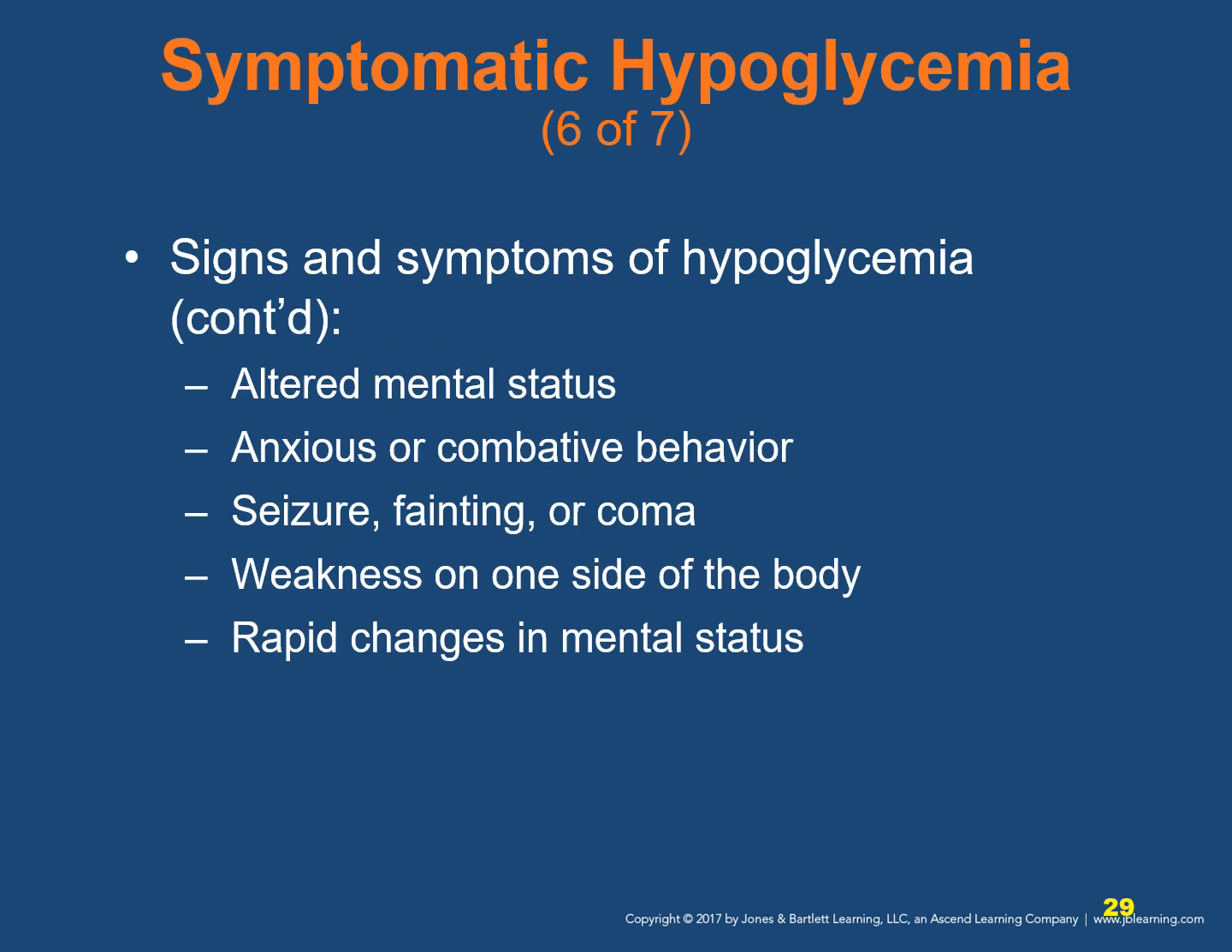Continuing with symptomatic hypoglycemia, you can also have an altered mental state, which is aggressive, confused, or lethargic, or unusual behavior. You can also have anxious or combative behavior, seizure, fainting, or coma, and also weakness on one side of the body that may mimic stroke. There can also be rapid changes in mental status, so be prepared for that.